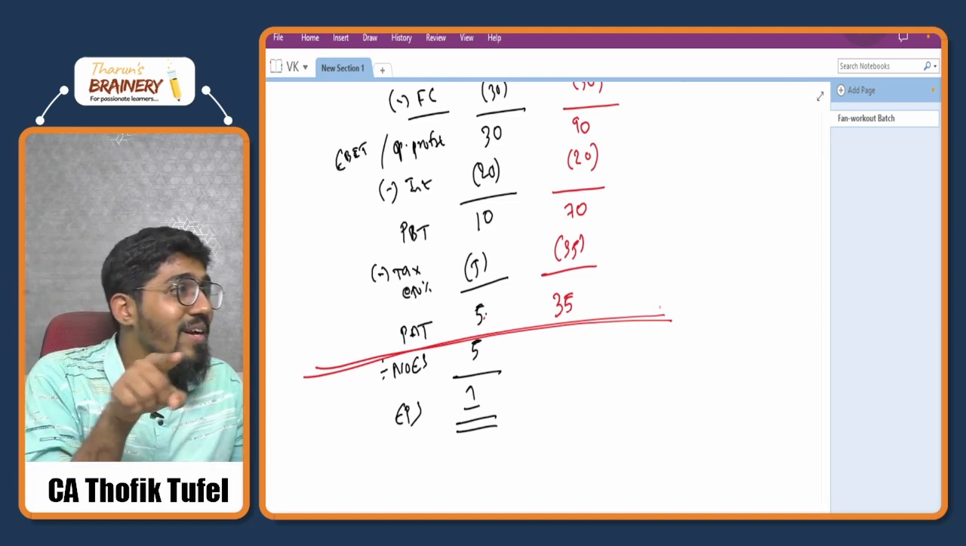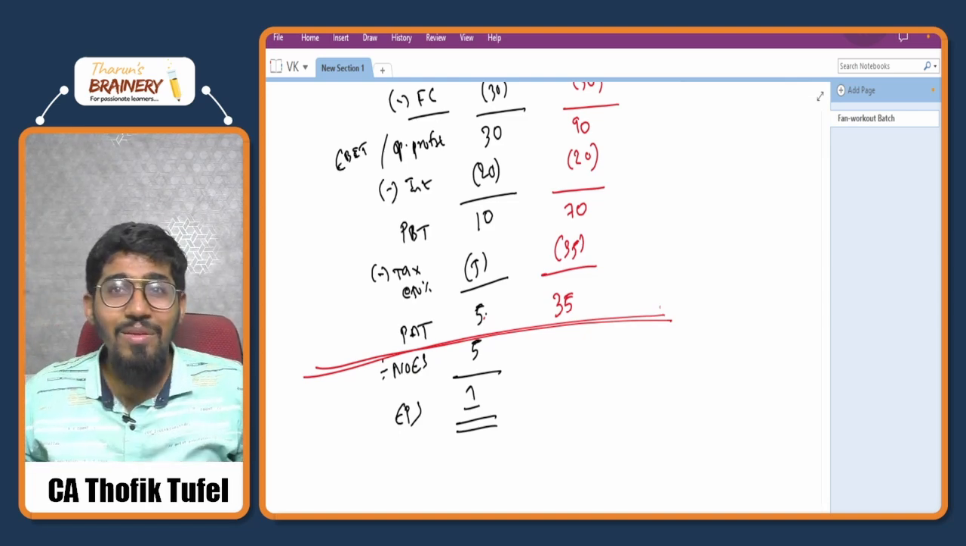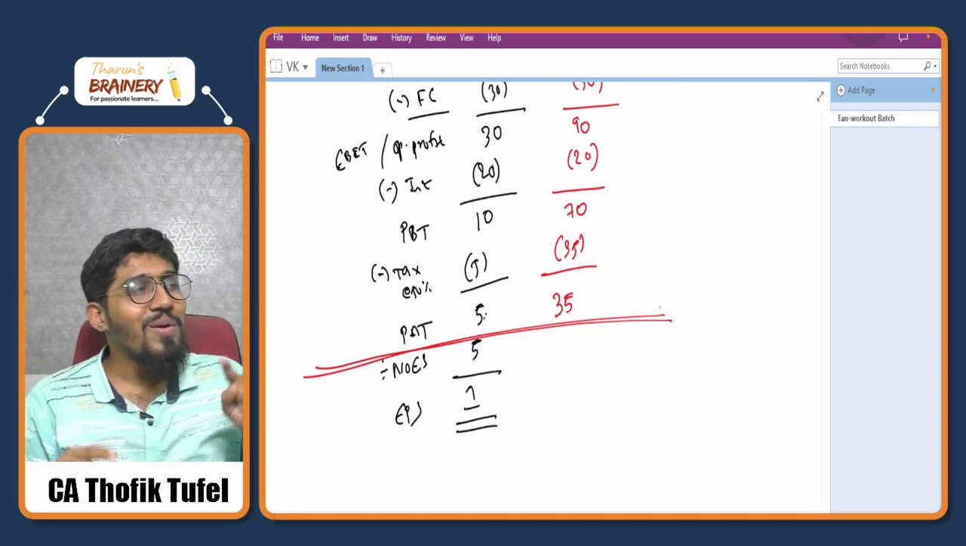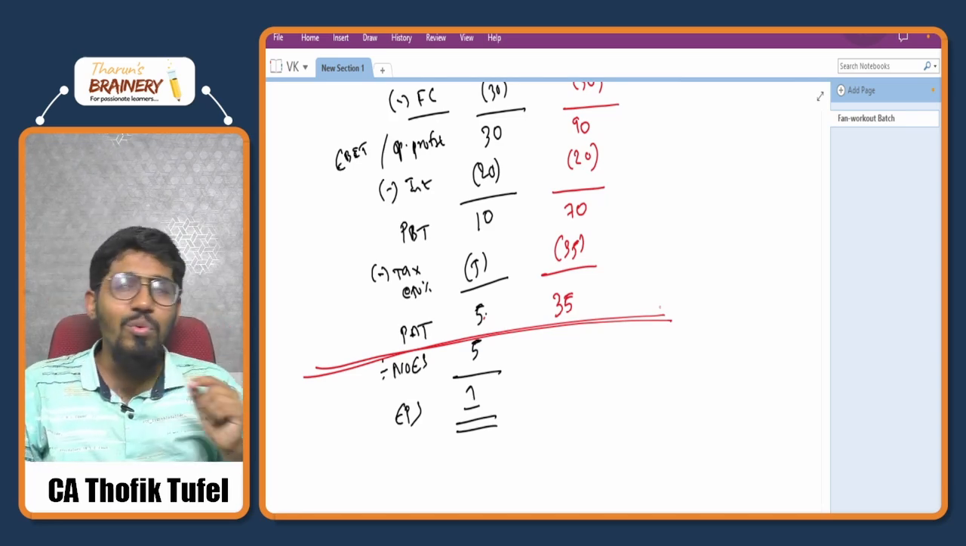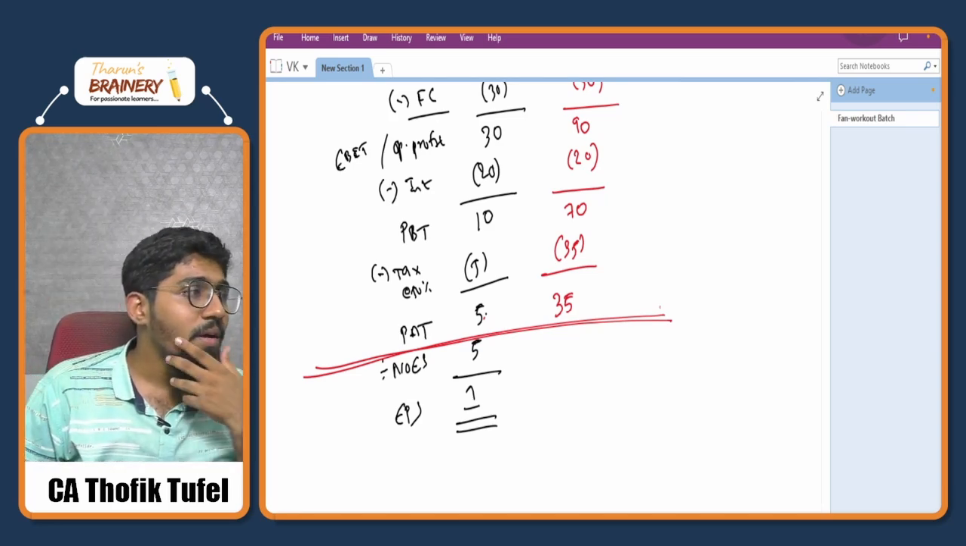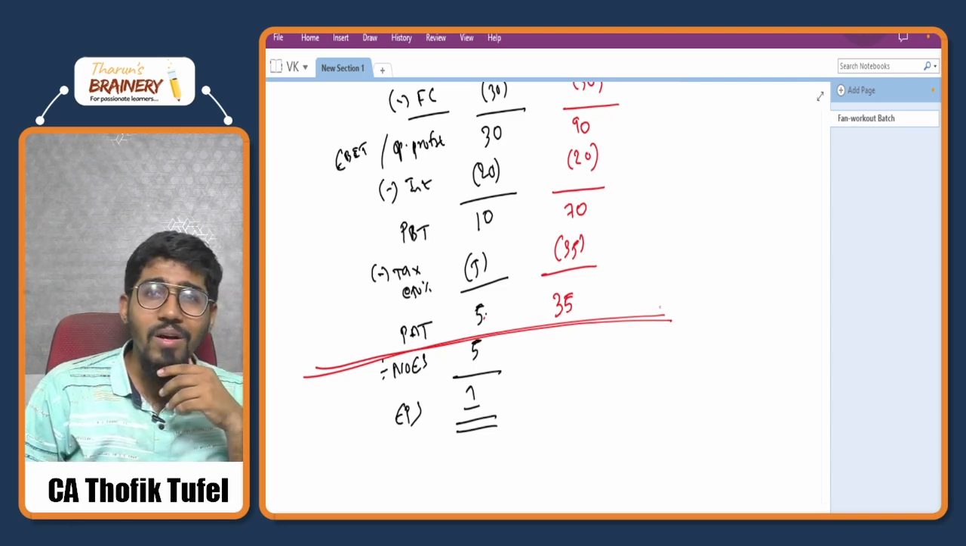Correct? No, you guys are lucky. You guys are attending my class. So tomorrow you will not become like Katrina Kaif and make this mistake. Will you make this mistake tomorrow? Online students?